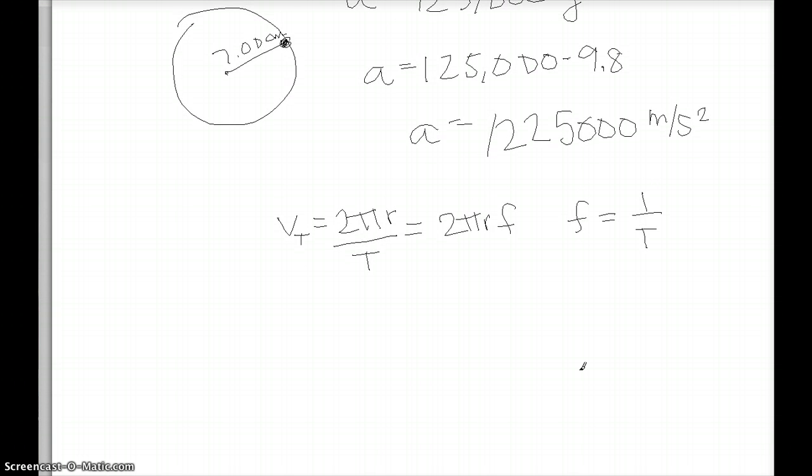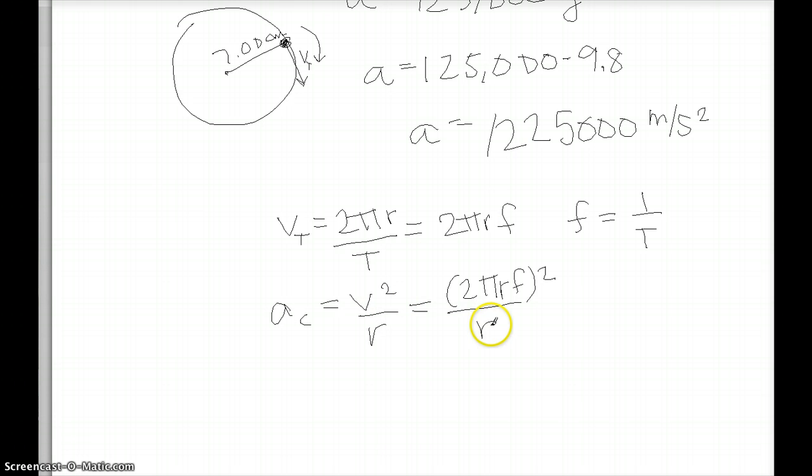If something's going in a circle, it's accelerating centripetally and has a tangential velocity. You can represent this as if it's going clockwise. Then the tangential velocity can be represented by that vector. And acceleration, if you're going in a circle, is v squared over r. We can substitute this equation for v so that we're left with something that has frequency in it. This whole thing is squared.